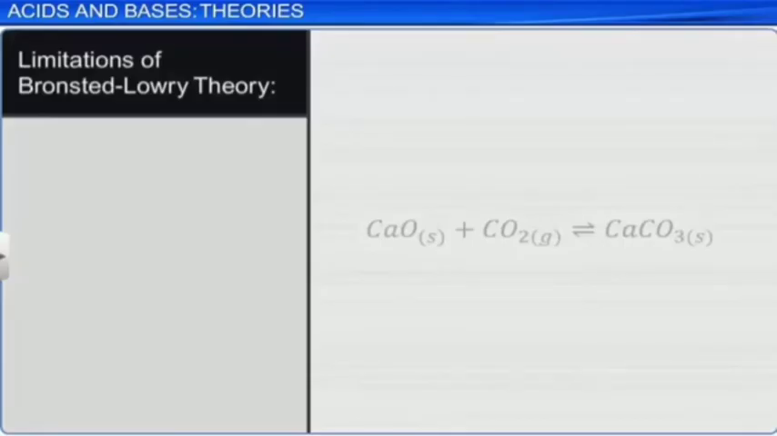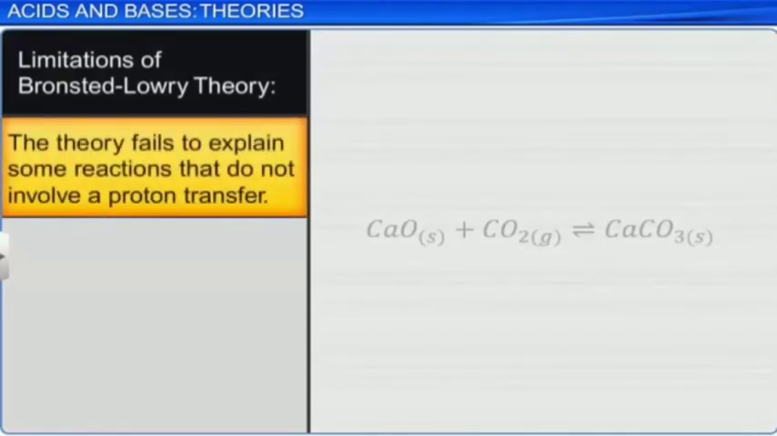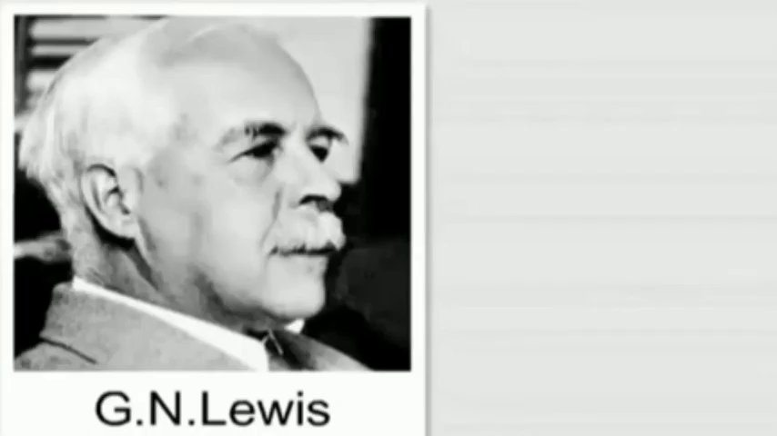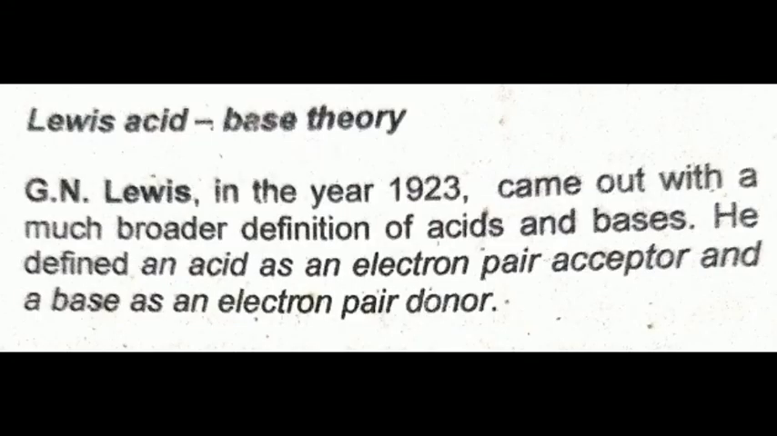Next, limitations of Bronsted-Lowry theory. This theory fails to explain some reactions that do not involve a proton transfer. Next one, it fails to explain the acidic behavior of electron deficient molecules like aluminum chloride and boron trichloride, AlCl3 and BCl3. So, in 1923, G.N. Lewis proposed a more general theory of acids and bases.